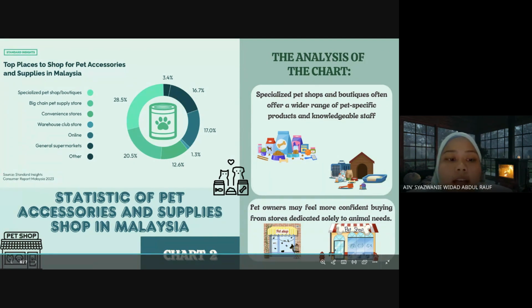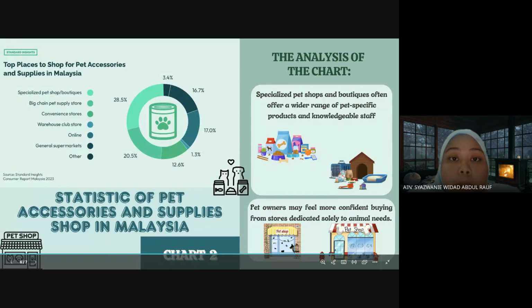This implies that a large number of Malaysians like to purchase their pet supplies from establishments that probably provide a more specialized selection of products and informed customer care. In Malaysia, they obviously appreciate professional guidance, superior products, and specialized services. More pet-specific products such as high-quality food, grooming equipment, and medical supplies, and more informed personnel are frequently available at the specialized shops.